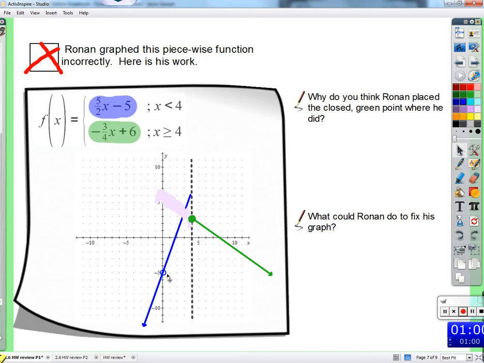So I don't want this open circle here. It goes through its y-intercept like it should, but here's my open circle. Okay, and let's just throw this line right there.